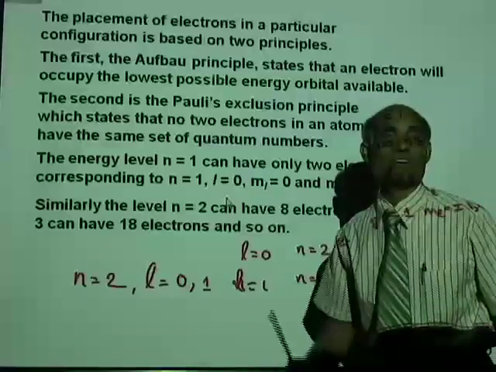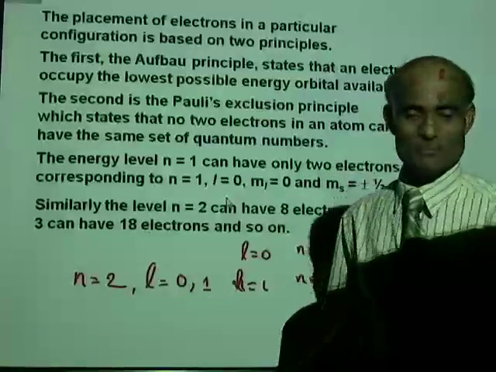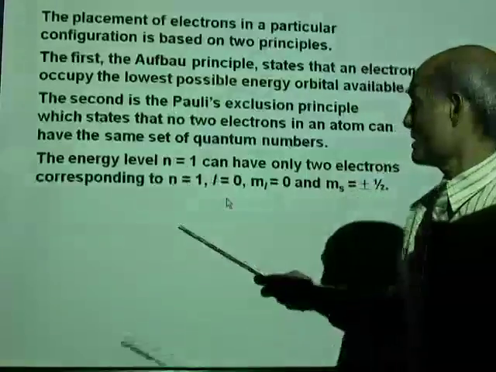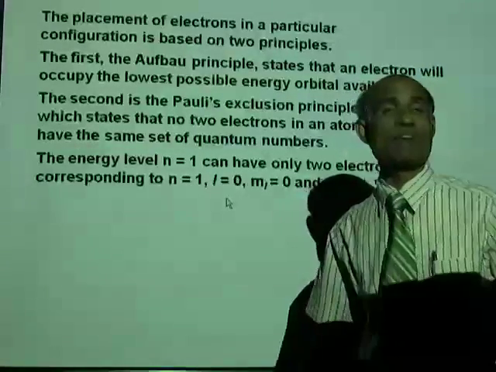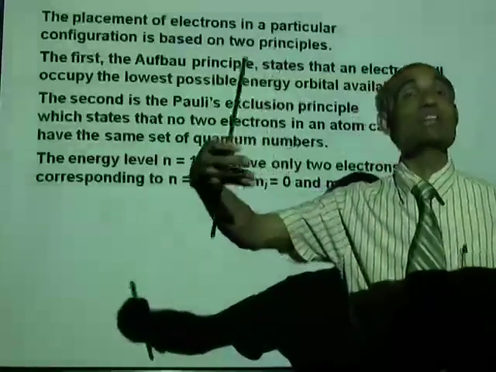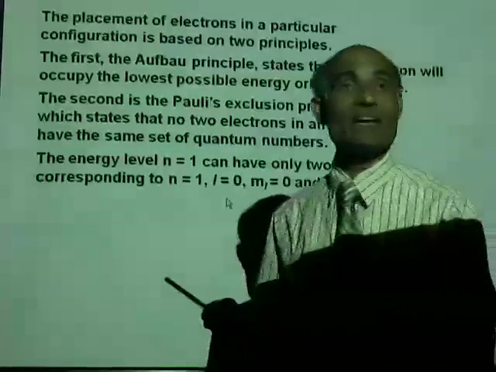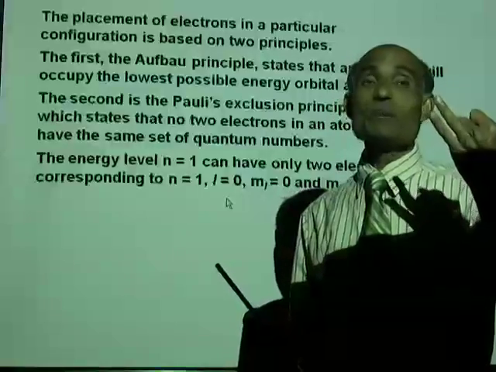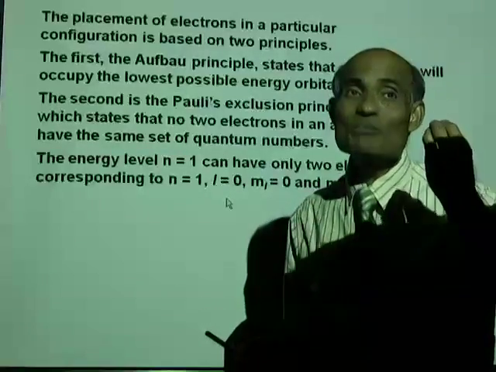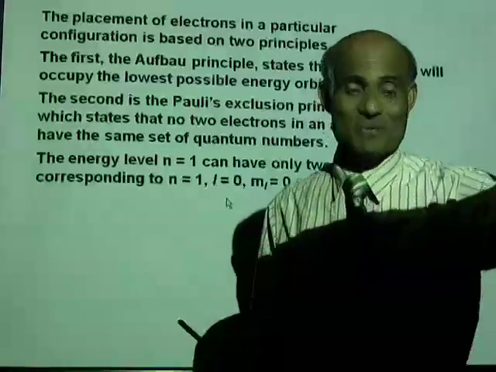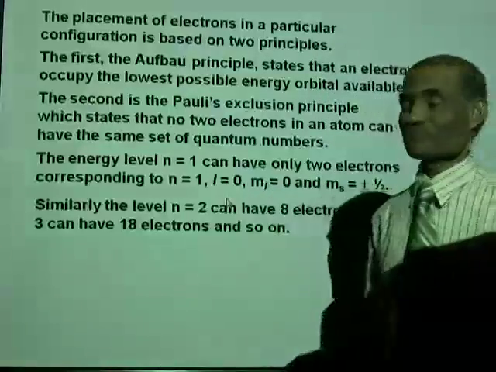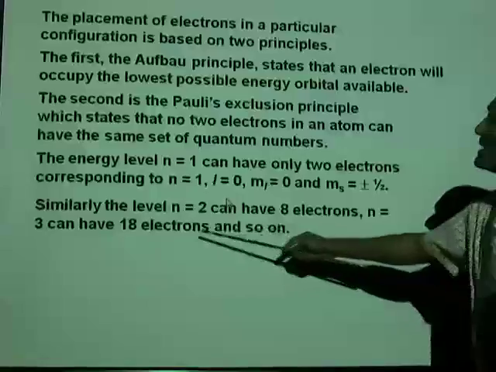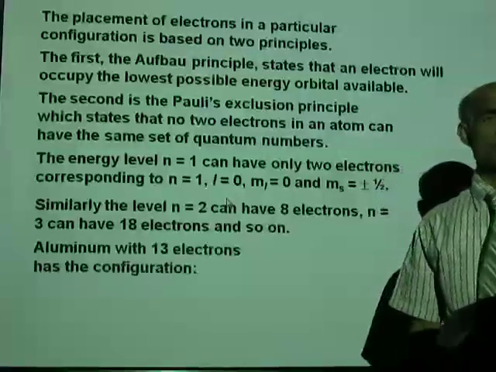Now I want you to figure out how many electrons there can be in the shell n equal to 3. You can see that's very simple now. So you are now able to decide on the number of electrons per shell and in each subshell. In an S subshell there can only be 2 electrons. In a P subshell there can only be 6 electrons, and so on. Similarly, the level n equal to 2 can have 8 electrons, n equal to 3 can have 18, and so on.